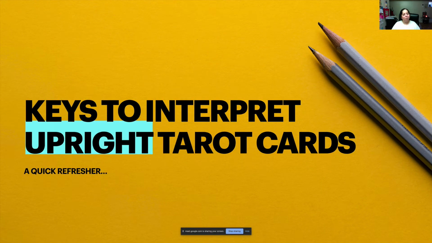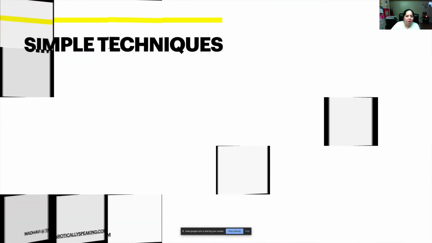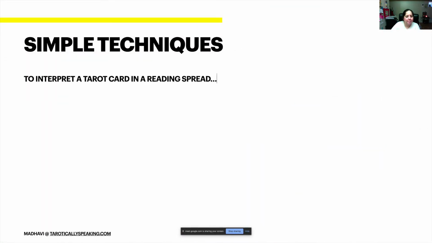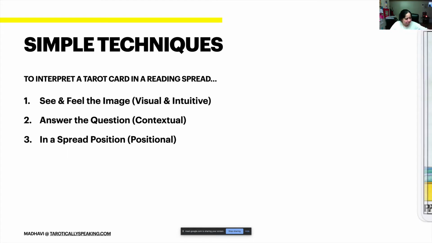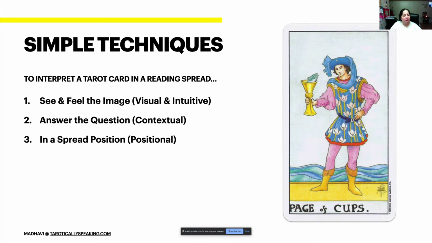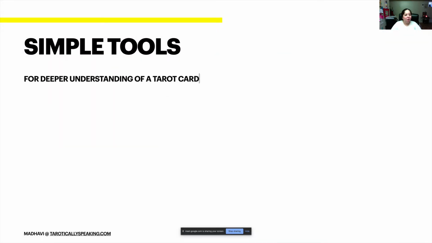So again, we put this together with our keys to interpret the upright and reversed tarot cards. So I'm just going to very quickly run through this, a quick refresher, so to speak. Here we go. You see and feel the image. You answer the question. And again, in a spread position, it's very contextually or positionally, you can interpret the card upright.